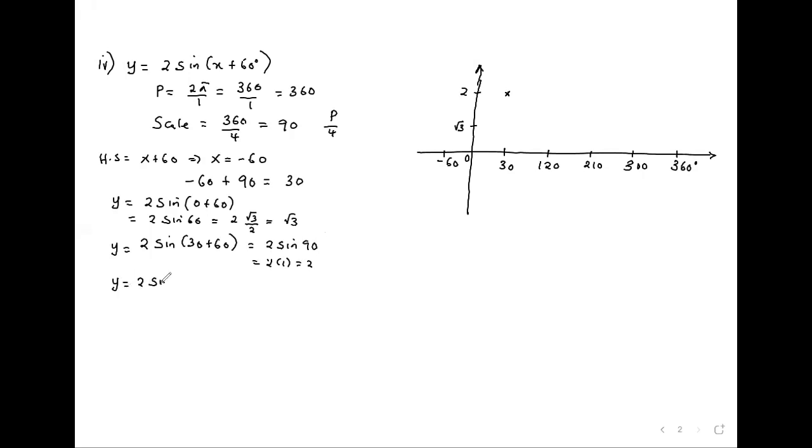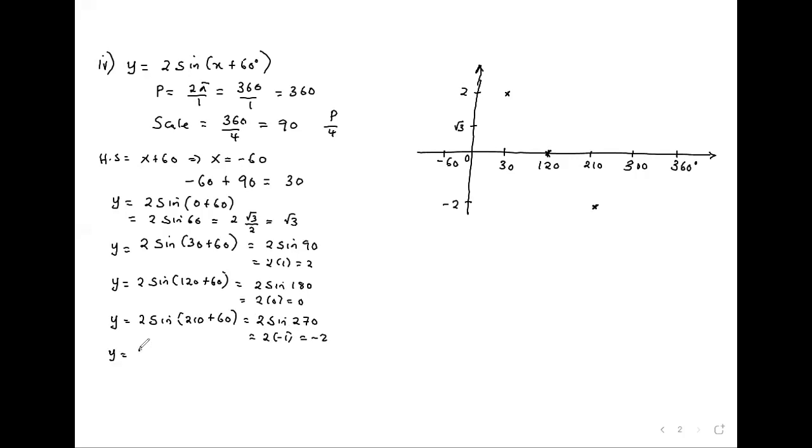What is y when x is 120? So 120 plus 60, we are getting 2 sine 180. Sine 180 is 0. So 2 by 0, we get 0. So we come down. We have a point there. Then y is 2 sine of 210 plus 60. That is 2 sine 270. So sine 270 is negative 1. So we have 2 by negative 1, which is negative 2. So we get negative 2 there at 210.